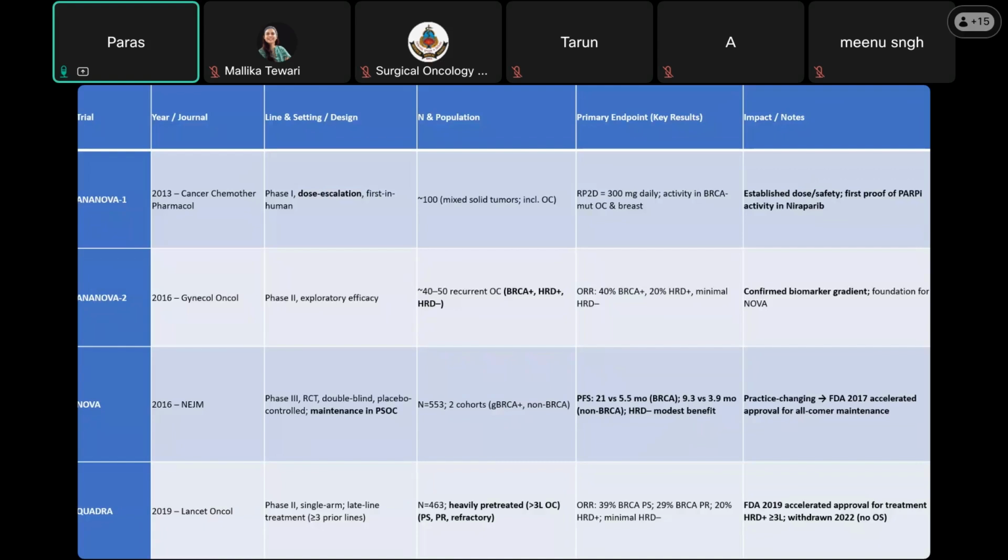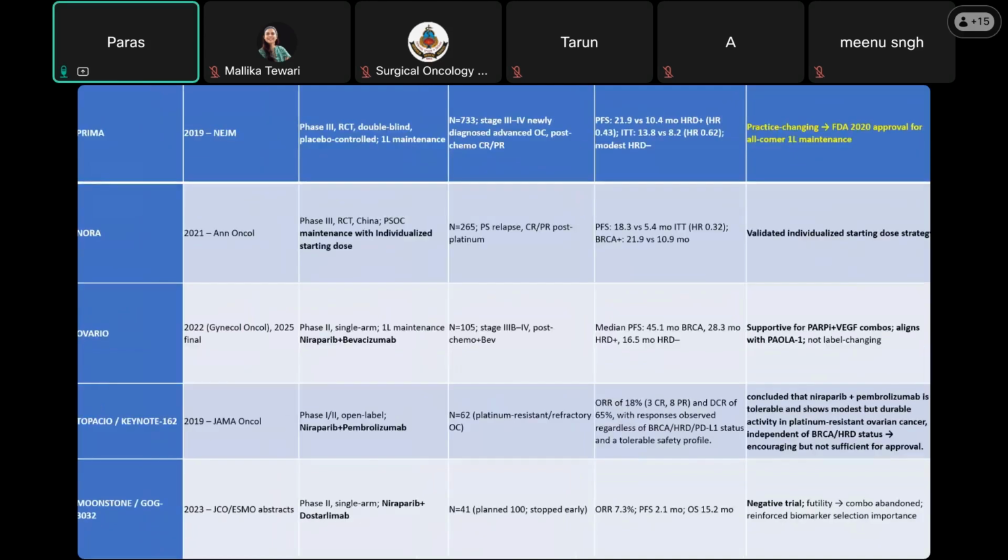The QUADRA trial was a single-arm phase 2 trial in heavily pretreated cases with more than 3 lines of prior treatment, including platinum-sensitive, platinum-refractory, and resistant cases. It showed maximum overall response rate in HRD-positive patients, which led to the 2019 accelerated approval for treatment in pretreated HRD-positive tumors, which was later withdrawn in 2022 after the final results due to no overall survival benefit.